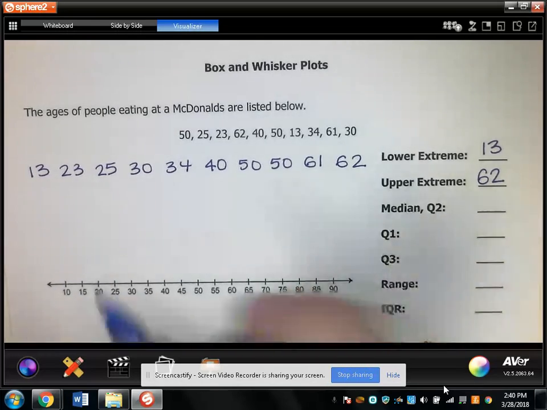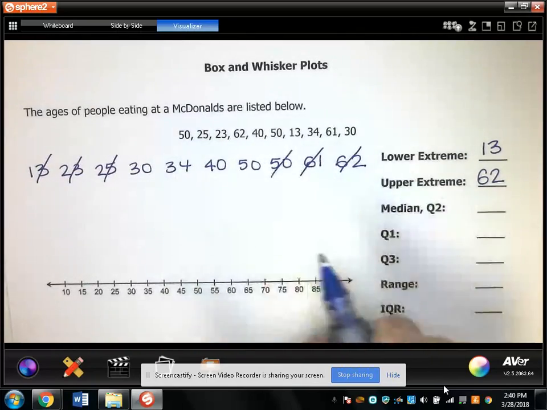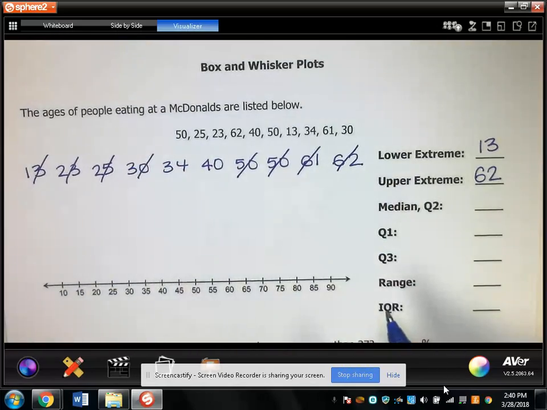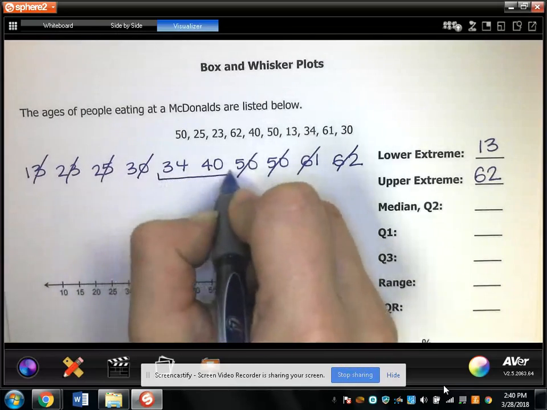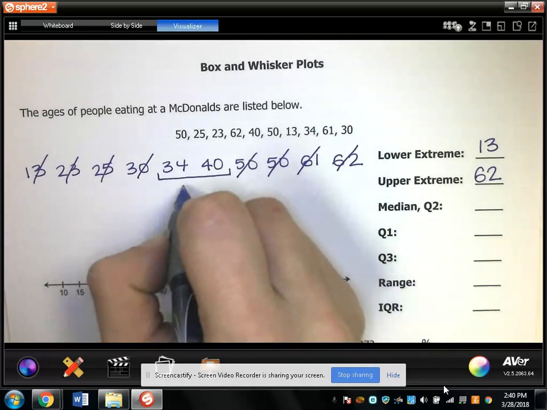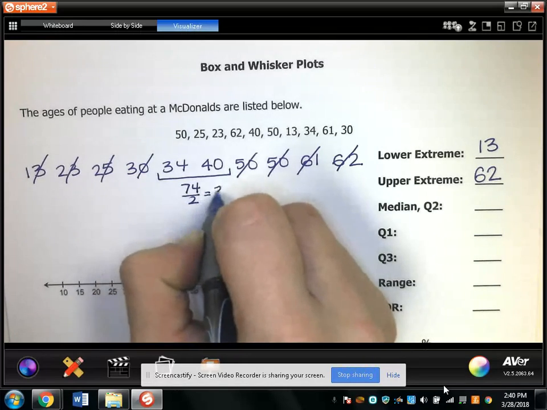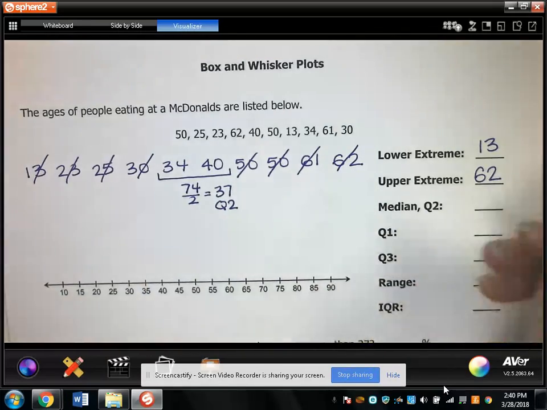In order to find the median, you want to find the data value that's in the middle. So I crossed off 3 on both sides. All right. I'm going to notice there's 2 data values in the middle. When there's 2 data values in the middle, you average them. So these add up to 74. 74 divided by 2 is 37. So Q2 is going to be 37.